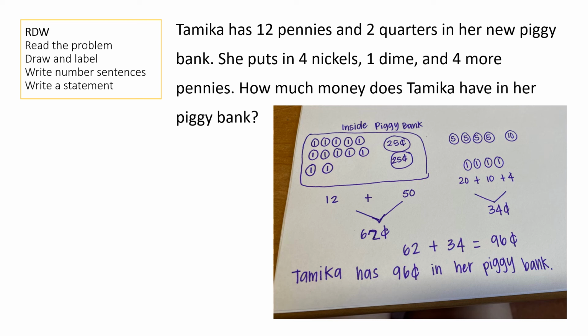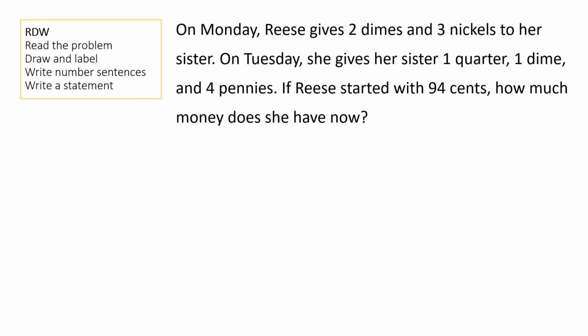Let's try another one. Again, we are using the RDW strategy. First, we need to read the problem. On Monday, Reese gives 2 dimes and 3 nickels to her sister. On Tuesday, she gives her sister 1 quarter, 1 dime, and 4 pennies. If Reese started with 94 cents, how much money does she have now?